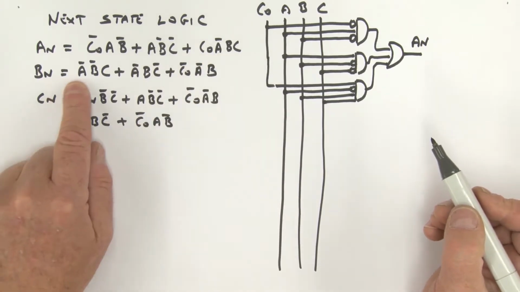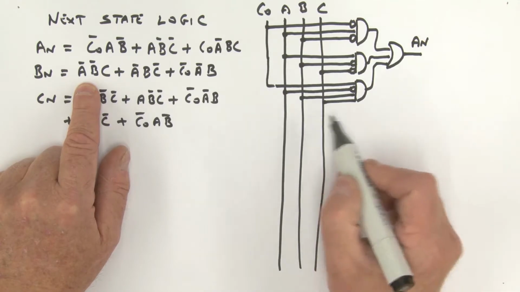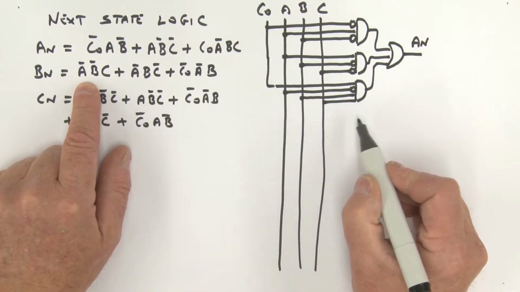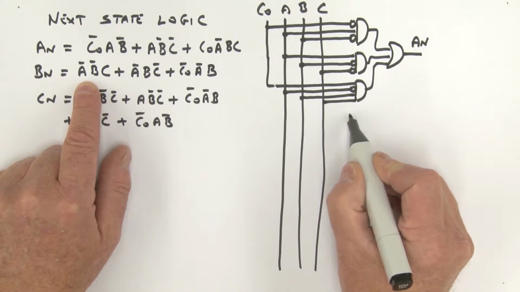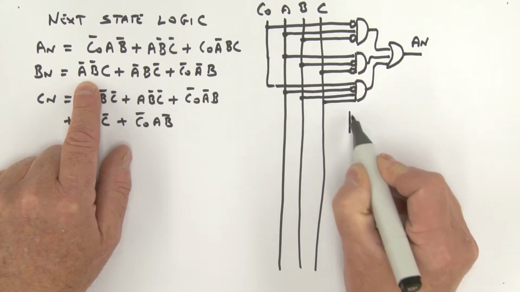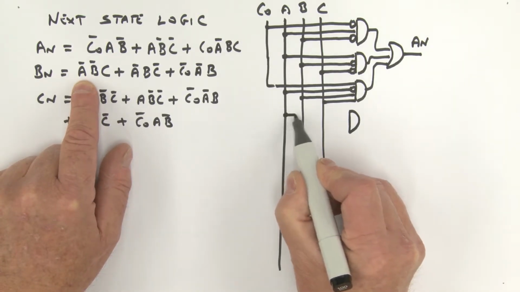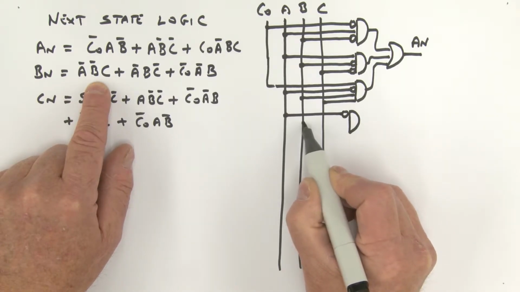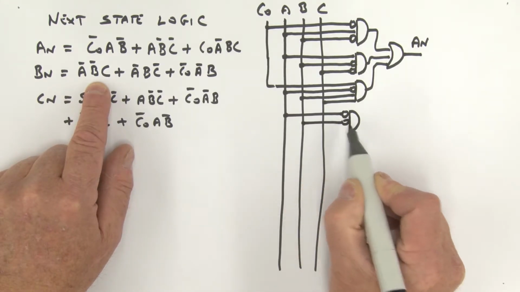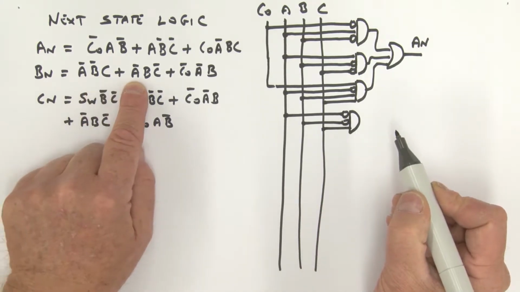Okay, let's go to BN. We've got three product terms to implement. Again, we're going to look at an AND/OR implementation rather than a NAND implementation at this stage. So here we go. Let's draw the first AND gate. We're grabbing A bar, so here is A coming in. We'll bubble it to give me A bar. B bar, so here's B coming in. Bubble it, B bar. And then, of course, we've got C. That's my first product term.